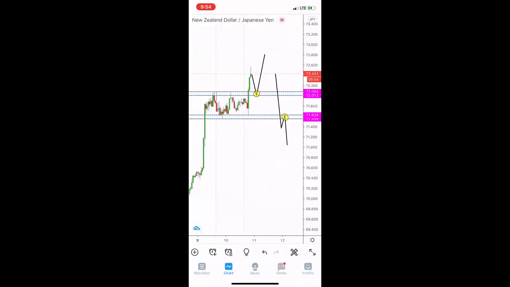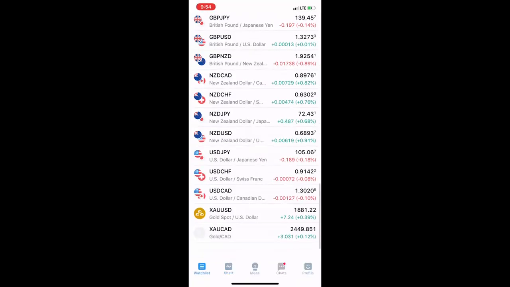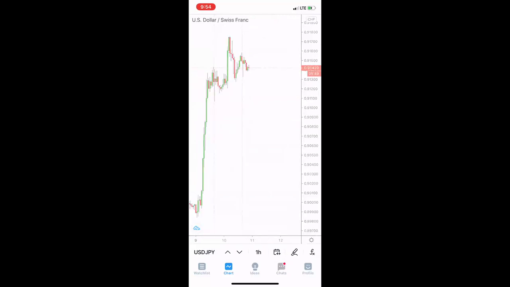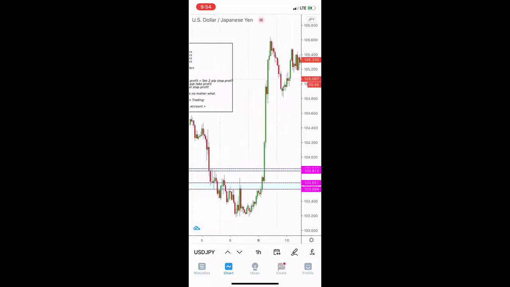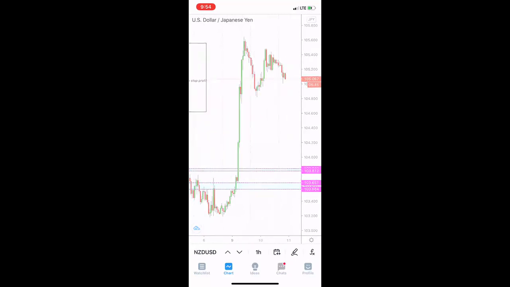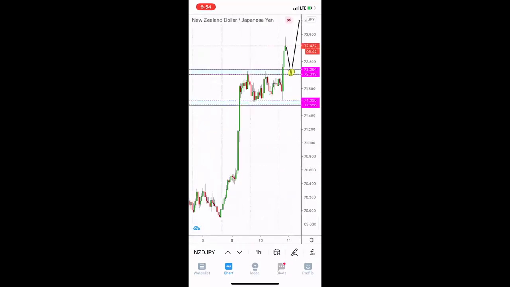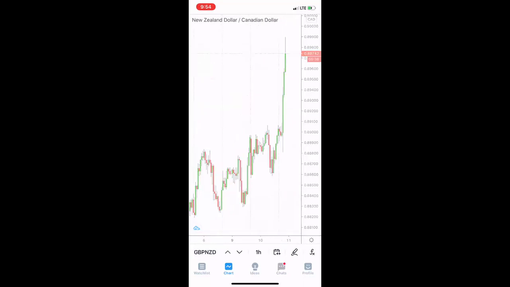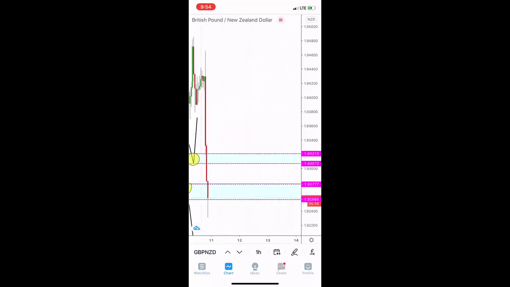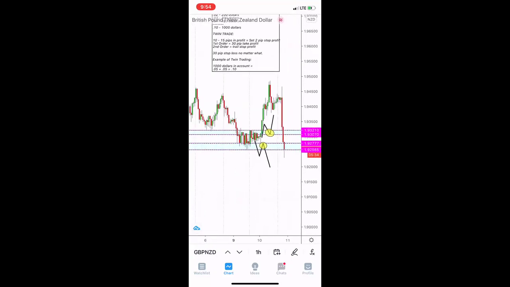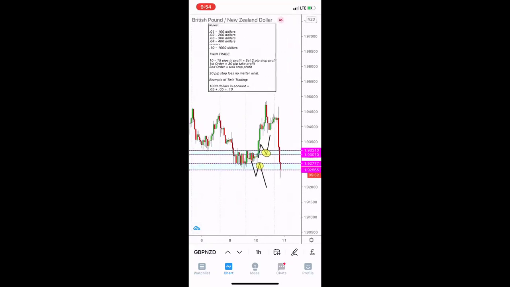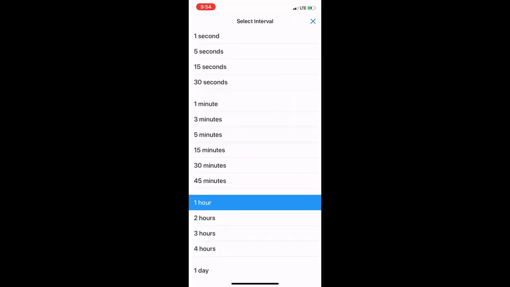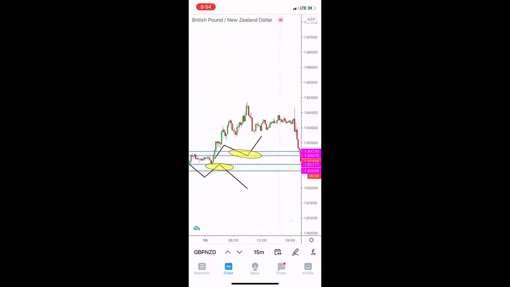Okay, now there were a few other trade setups that I wanted to go over as well that were given out. I'll just scroll through these. Give me 1 second. GBP NZD was also called out. Let's see what happened here. Let's go to a 15 minute.